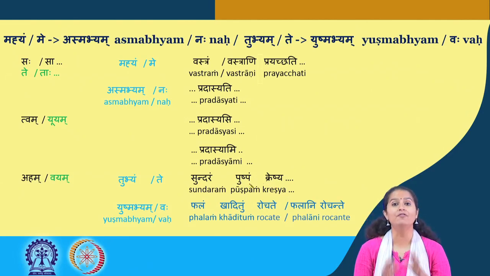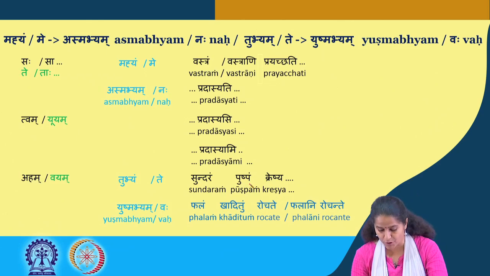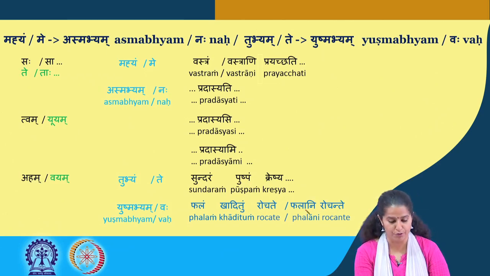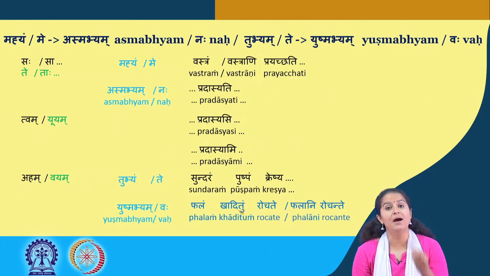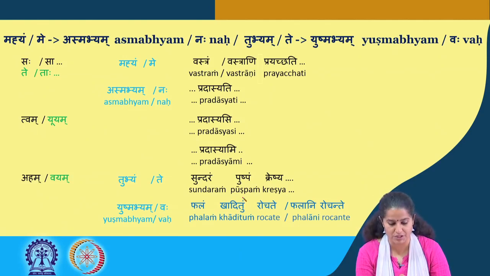And the last one, which is a very important and oft used form or expression using the dative case, is this. Here you have it all in blue to mark the color code for you. So you use the fourth also to say I like, something is liked by me. So you say mahyam phalam khaditum rochate. So I like, to me the idea of eating the fruit is likable. That's one way of translating it into English.